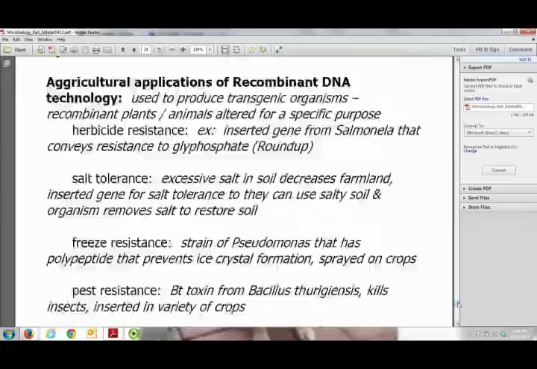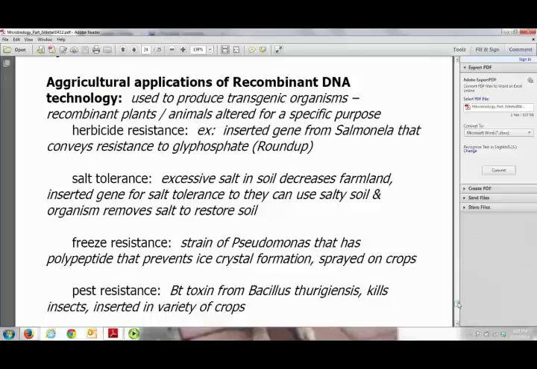There are agricultural applications of recombinant DNA technology. It's used to produce transgenic organisms, recombinant plants and animals that are altered for a specific purpose. To create herbicide resistance, one example is inserting a gene from Salmonella that conveys resistance to glyphosate, or Roundup.